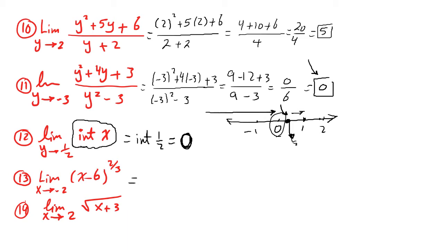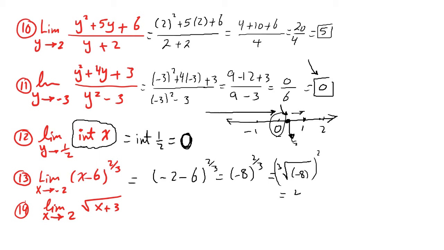For number 13, I'm going to replace x with negative 2. So negative 2 minus 6, to the power of 2 over 3, which is negative 8 to the power of 2 over 3. So it's the cubic root of negative 8 squared, and you can write it as the cubic root of negative 8, to the power of 2. The cubic root of negative 8 is negative 2, to the power of 2 is 4. Finally, root of x plus 3, so it's root of 2 plus 3, which is equal to root 5. And I'm going to keep it in radical form.